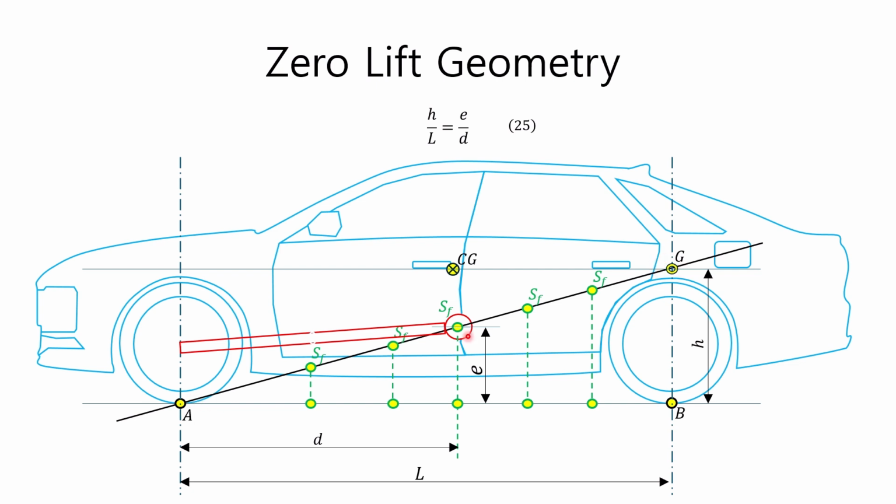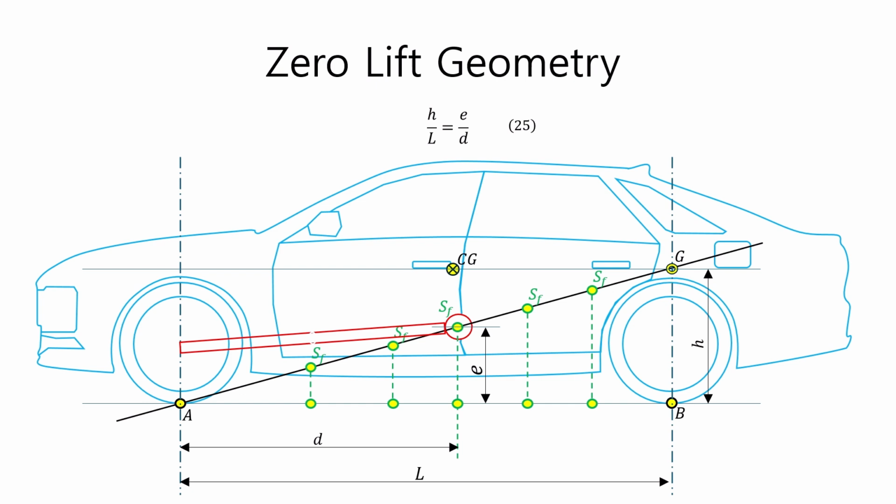If a virtual reaction point SF exists on the inclined line between points A and G, then due to the similarity of triangles, the ratio of L to H will always be equal to the ratio of D to E, satisfying equation 25. Therefore, if the front suspension's virtual reaction point SF lies anywhere along the black line shown here, the vehicle will not experience lift during acceleration. No lift during acceleration does not necessarily mean zero pitch angle.